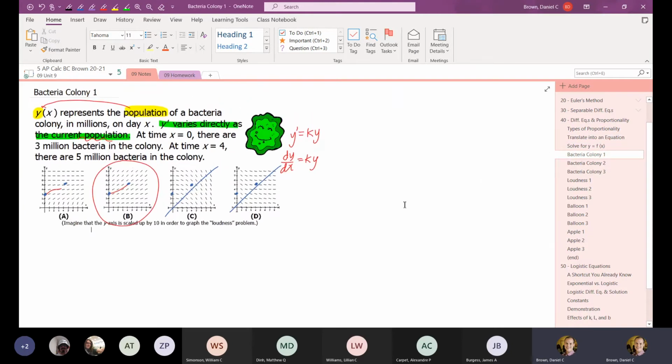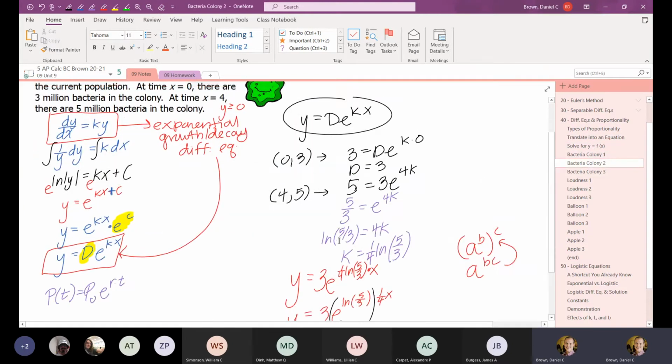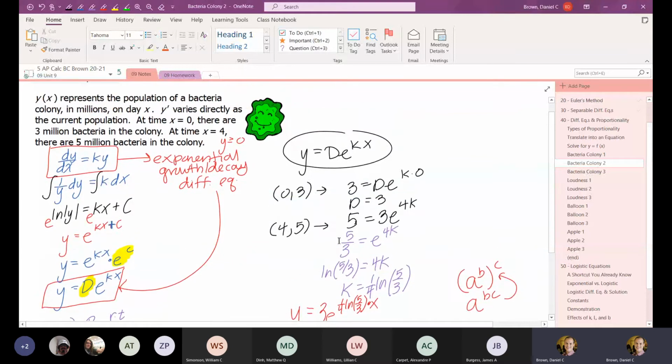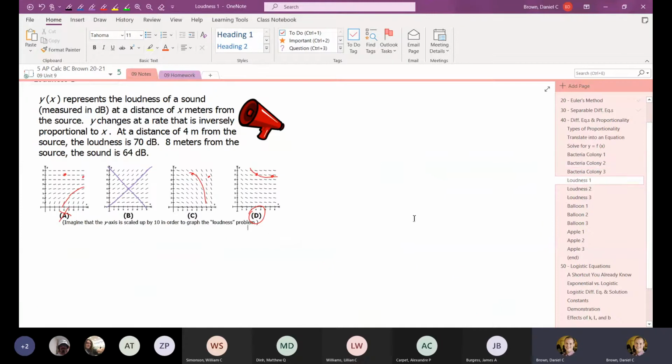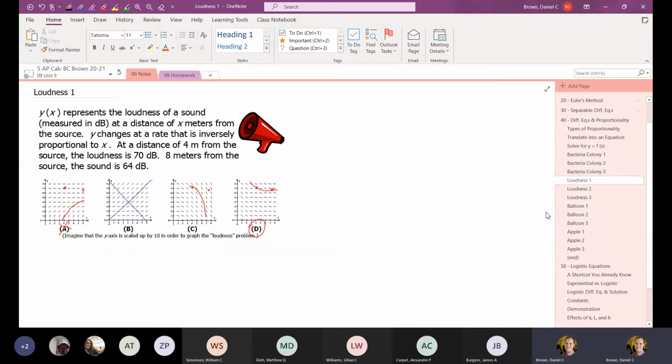We did the bacteria one, which was the special case. It was the special case because we had dy/dx equal to ky. That's the one shortcut we can always take. That's going to be your exponential growth or decay model. And then we did the loudness one dealing with decibels.